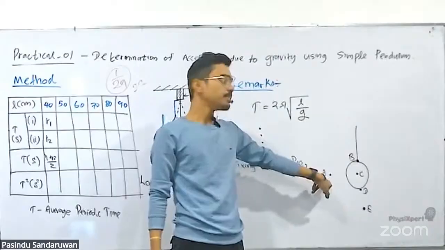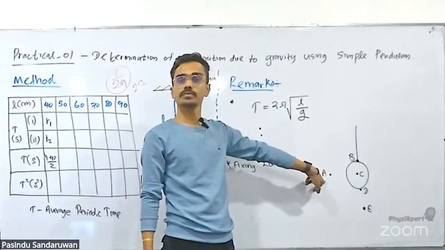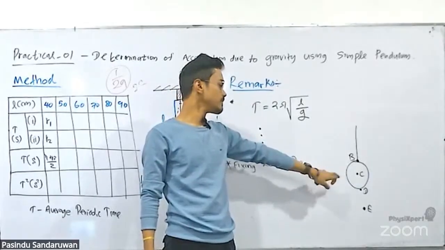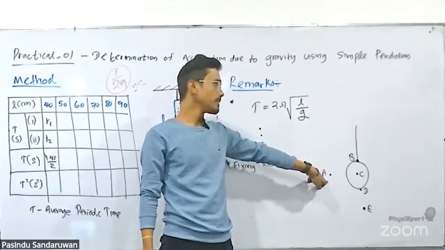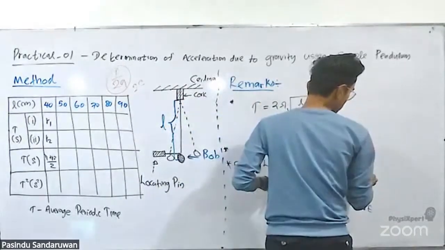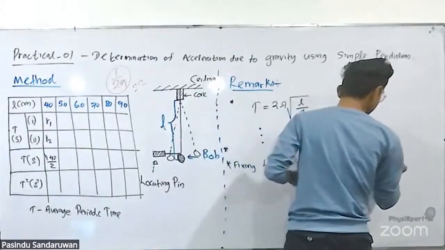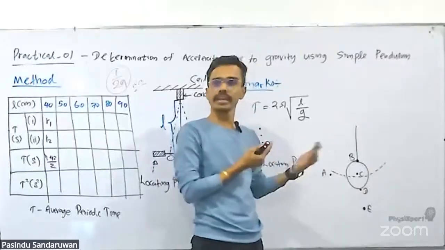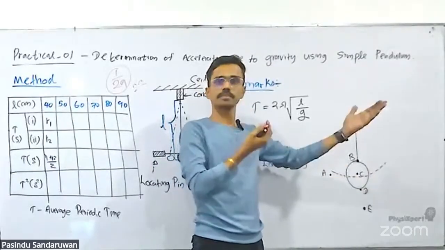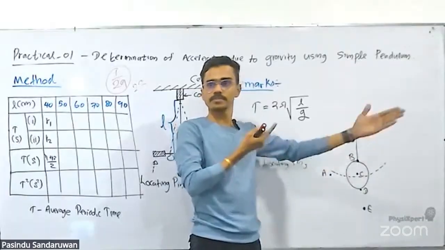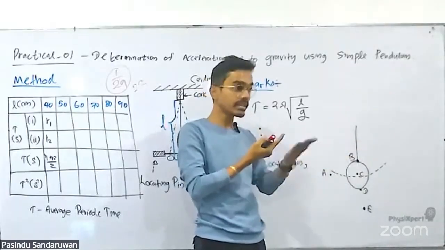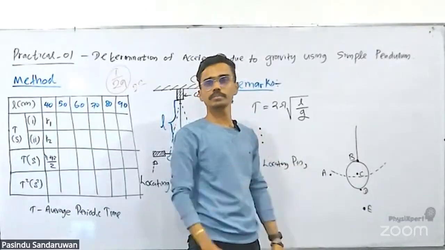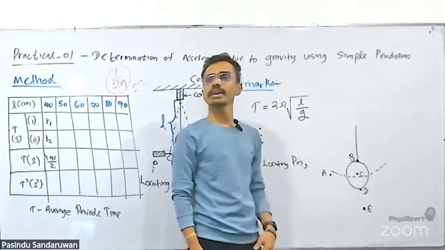So let's see one by one. If you consider a point like A, what happens is, when this oscillates, it damps over time. When it damps, it won't reach point A over time. Amplitude decreases. So therefore, a point like A is not suitable.